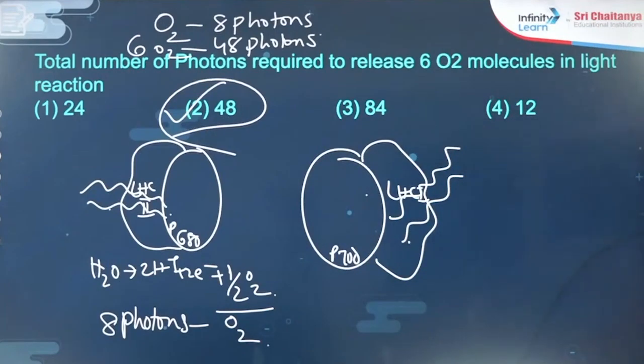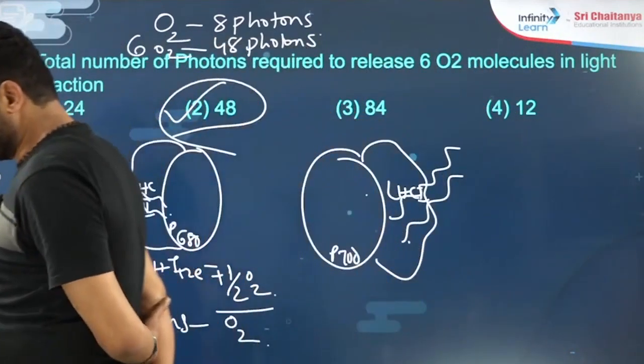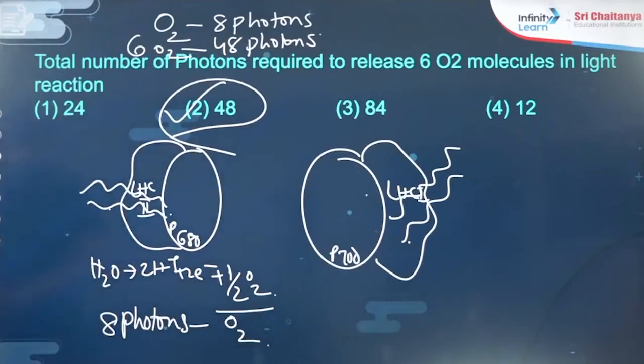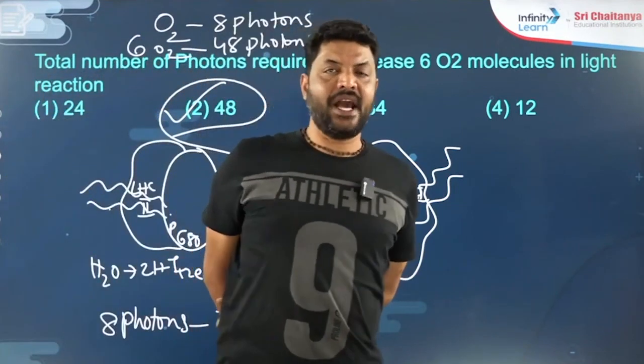Total number of photons of light required for the photolysis of 12 H2O molecules is again 48 photons. So for 1 O2, 8 photons; for 6 O2, that is 48 photons of light is required. Was it clear? Then you should know one more thing here. So what is a photon?